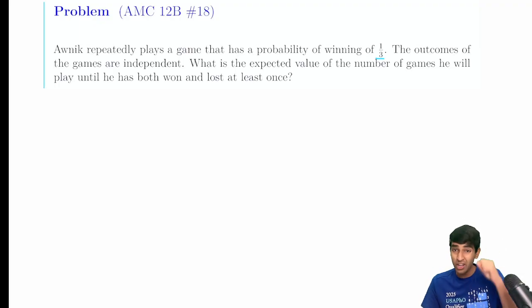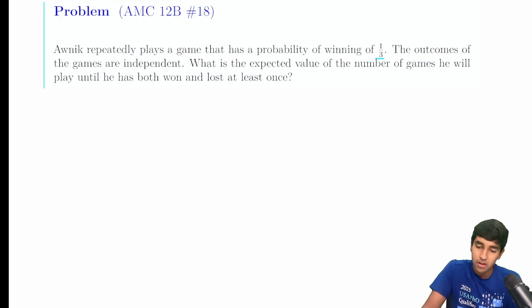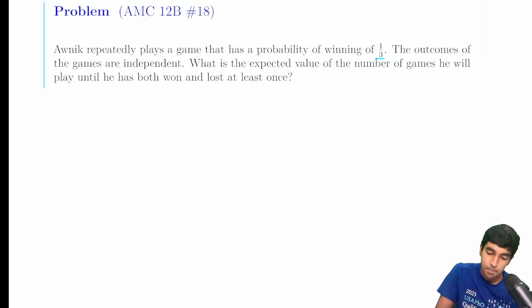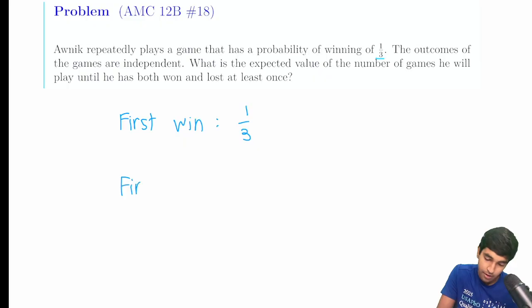I'm going to show you the really quick, simple solution, which can be done in like 30 seconds if you do it carefully. So probability of winning 1/3. How many games till we've won and lost both once? First thing to consider is the first game, because this will set the tone for how many games are played. So let's say the first game is a win. The probability of this is 1/3. Let's say the first one was a loss. The probability of that is 2/3.